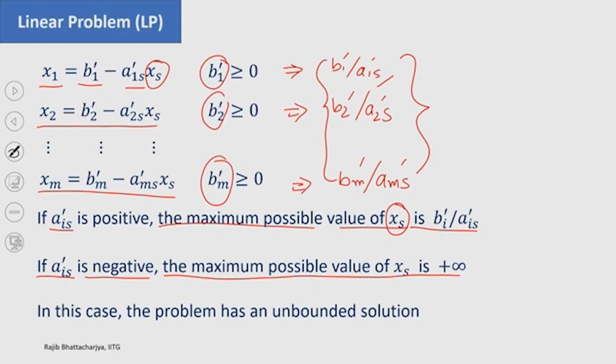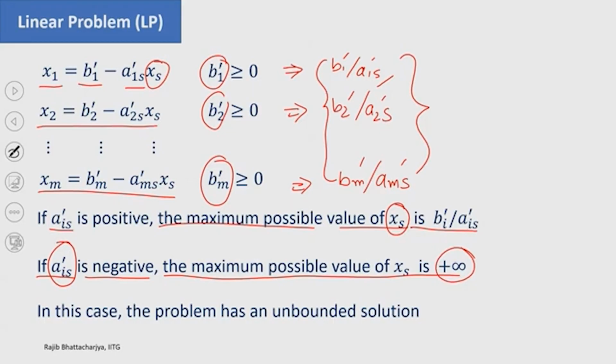So, we have to take the minimum one, and if any coefficient is negative, we have to ignore it, because if it is negative, then the maximum possible value of xs is infinity, that means xs can go up to infinity. Infinity means that it is an unbounded solution. Therefore, we will ignore the equation having Ais dash negative. For the other cases, we will calculate the ratios, that is Bi dash by Ai dash, and we should take the minimum one in order to avoid the infeasible solution.